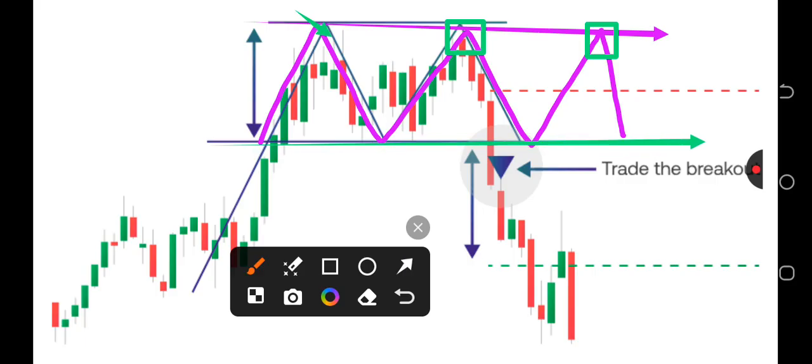Okay, so what we are looking for is a breakout of this neckline, because above is the strongest resistance. Okay, so if you see a breakout like this, then we can open a position for sell, to sell the currency pair. We can open a position to sell the currency pair.